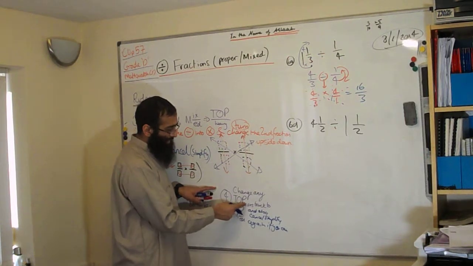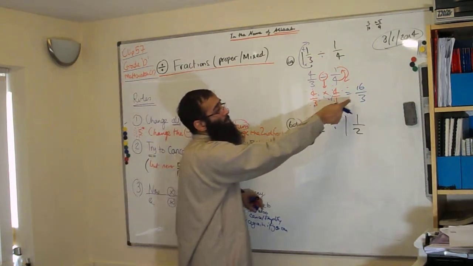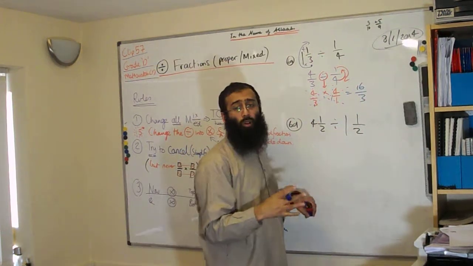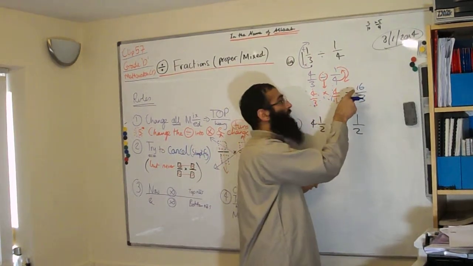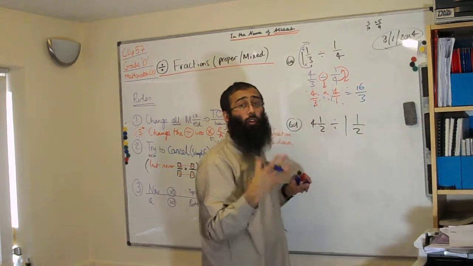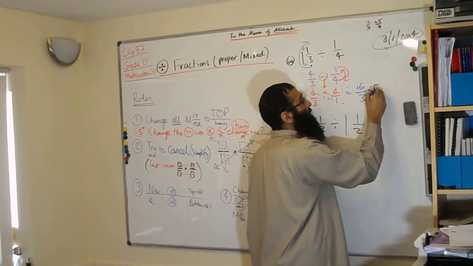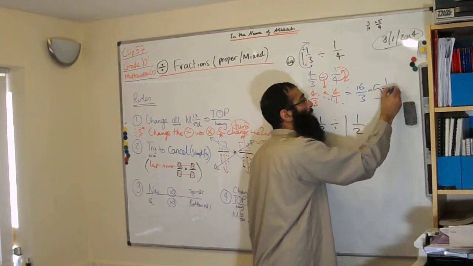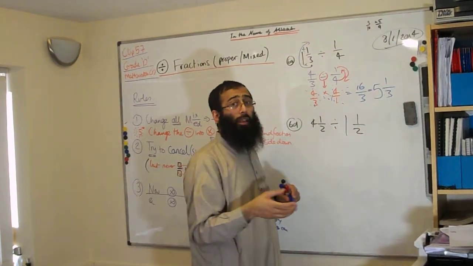Change any top heavy answers back to mixed. So this is a top heavy or an improper fraction because the top number is bigger than the bottom. So what that reads is 16 divided by 3. 16 divided by 3 will give us 5 whole with the 1 remainder which goes on top, and we copy the bottom number across. Let's do that bit again.